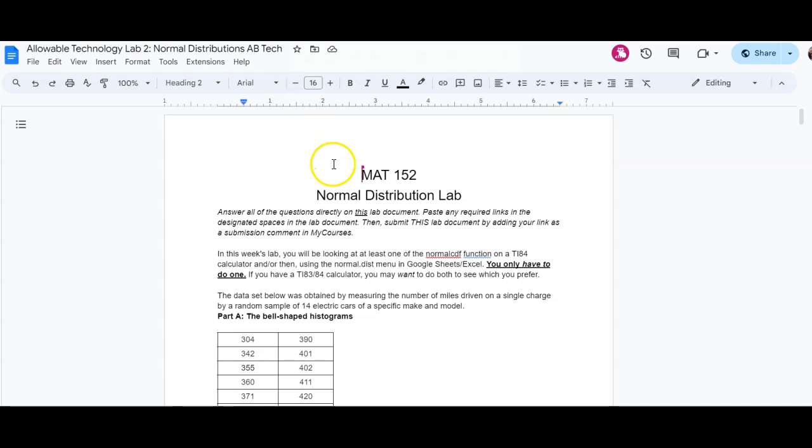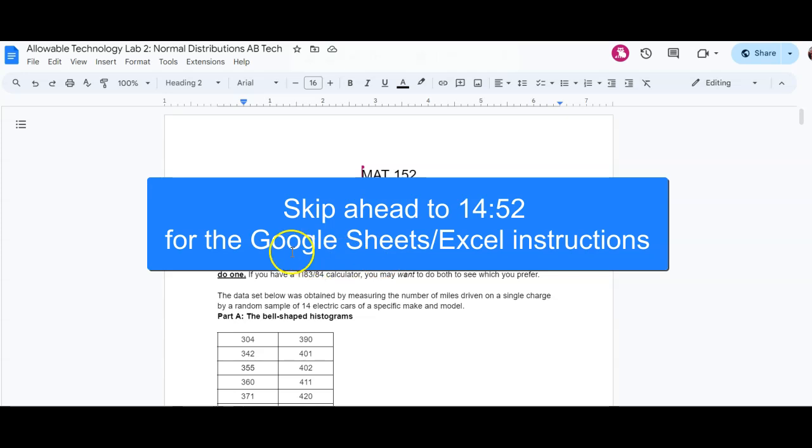So allowable technology lab 2 starts off with the normal distribution, and I apologize for the length of this lab, but you only have to do one part of this lab. You can do it with the normal CDF on the TI-84, or you can do it with Google Sheets. It's completely up to you.